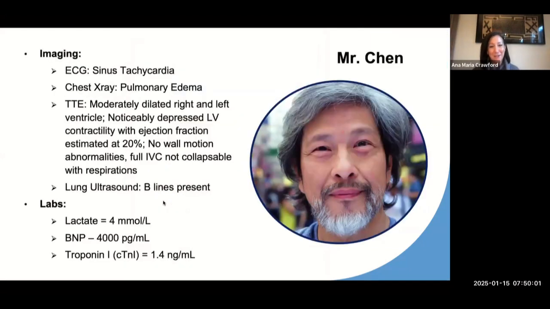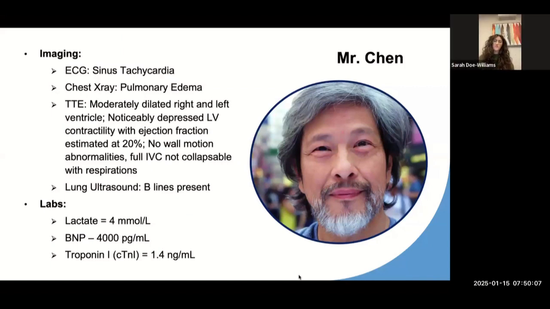So with that, I'm going to hand it back over to Dr. Sarah. All right. So going back to our patient, Mr. Chen, we have results from his imaging and his labs that are done. His EKG shows sinus tachycardia. His chest X-ray shows pulmonary edema. On his echocardiogram, he has a moderately dilated right and left ventricle, noticeably depressed left ventricular contractility with ejection fraction estimated at 20%. No wall motion abnormalities. He has a full inferior vena cava, not collapsible with respirations. And you do a lung ultrasound, which shows B lines.